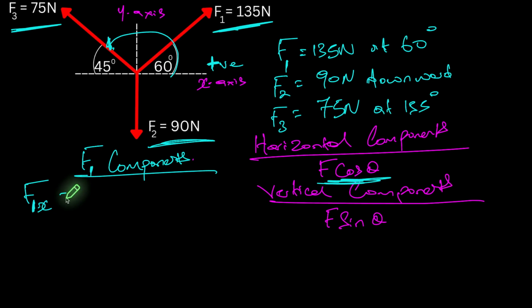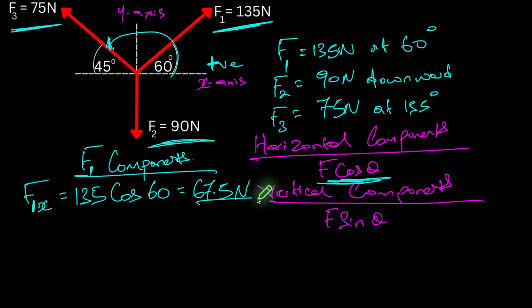And what will happen now is we use the force, cos, angle formula. So we'll say 135 for the force, and our cos goes there. And the angle between F1 and the horizontal is 60 degrees. So 135 cos 60 degrees. And what we have here for F1x is 67.5, and our unit is newton because that's a force.